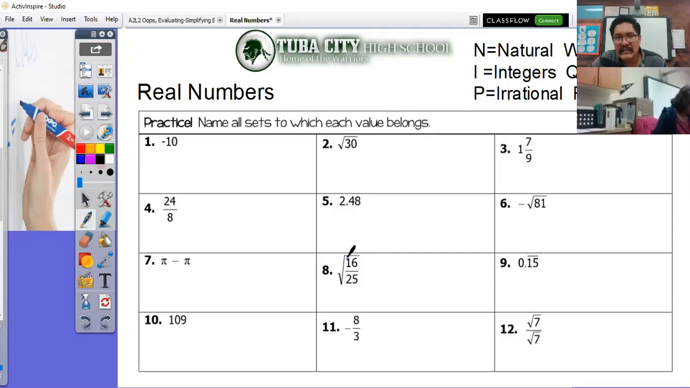So what we're going to do with these is look at the numbers in each exercise and name the sets to which all of them belong. Some of them are different numbers. And again, we still have the numbers up in the upper corner of this screen.